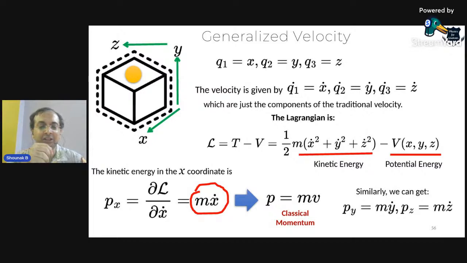And the Lagrangian is basically what? Kinetic minus potential energy. So T minus V equals half m times x dot squared plus y dot squared plus z dot squared, minus V of x, y, z. What is V? Potential. So we are substituting. The generalized momentum associated with the coordinate becomes this. And this is exactly the classical momentum, p equals m v for the x component.